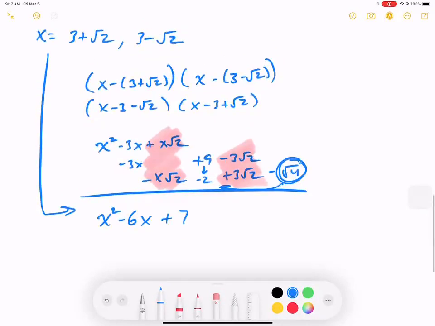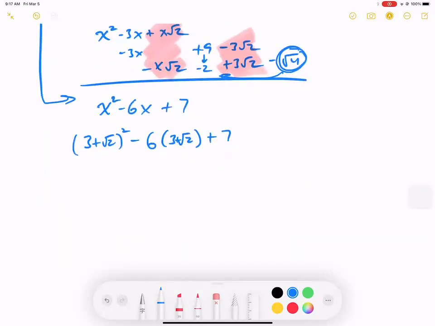Now from here, I'm going to go ahead and do this once to show you that if I do plug in any of these values, like 3 plus square root of 2, this would go to 0. It looks kind of messy, but let's go ahead and see if this would actually work. So if I plug in 3 plus square root of 2 squared, minus 6 times 3 plus square root of 2, plus 7, this looks like a gigantic, huge mess. But again, we're just practicing this to make sure this does fit in our brain. It does come out the way it's supposed to.